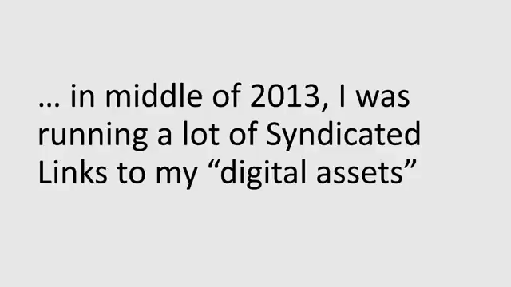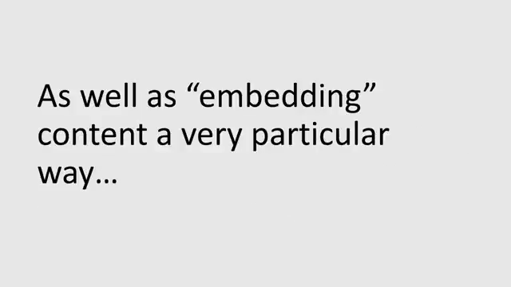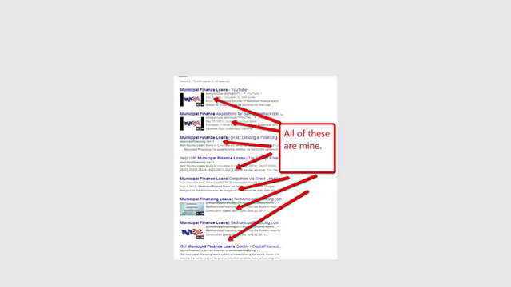So in the middle of 2013, I was running a lot of syndicated links to my digital assets: Web 2.0s such as Blogger, Blogspot, owned by Google, Tumblrs, and WordPress sites, and these special YouTube videos that many of you already know about, these Hangouts, as well as embedding content in a very particular way inside of my Web 2s. And we were seeing tremendous results like this, complete first page domination for big money keywords.